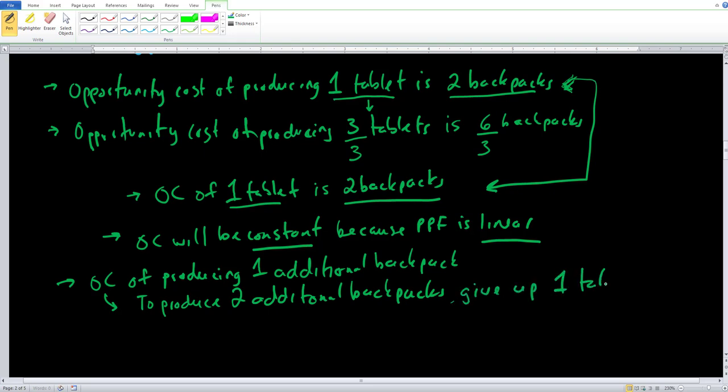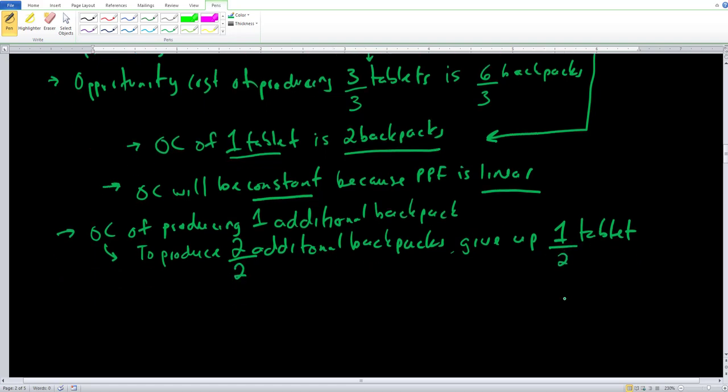We give up 1 tablet. But remember, anytime we want to use the opportunity cost, we want to normalize the good that we want to find the opportunity cost for. So how do we get rid of this 2 right here? What do we need to do? We need to divide by 2 on both sides. And once we do that, we can simplify.